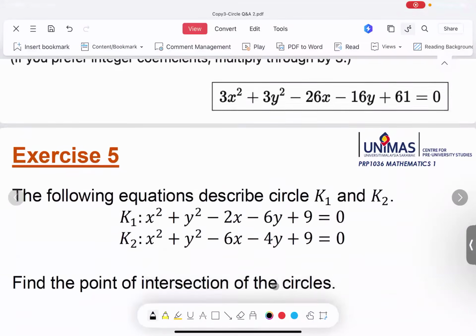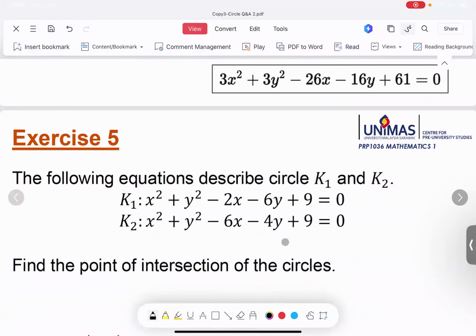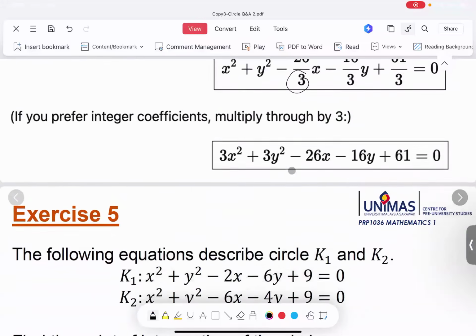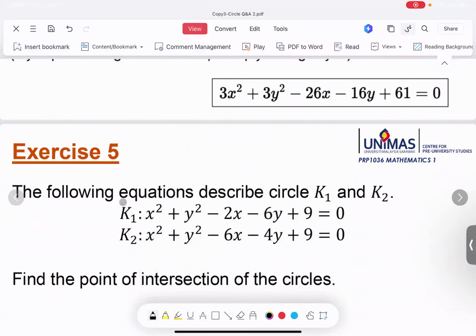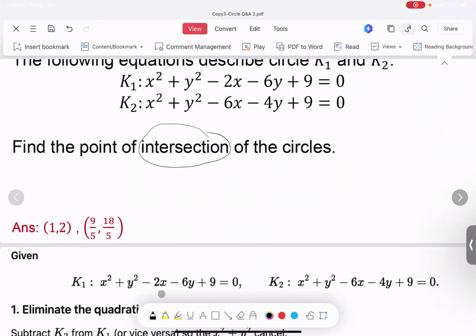Okay, we proceed to exercise number, this one is the exercise number 4. Now, we proceed with exercise number 5. Okay, the following equation describes the circles K1 and K2. So this is the first equation, okay, second equation of two circles. Find the point of intersection of the circles, okay. So the answer is 1, 2, 9 over 5, 18 over 5.